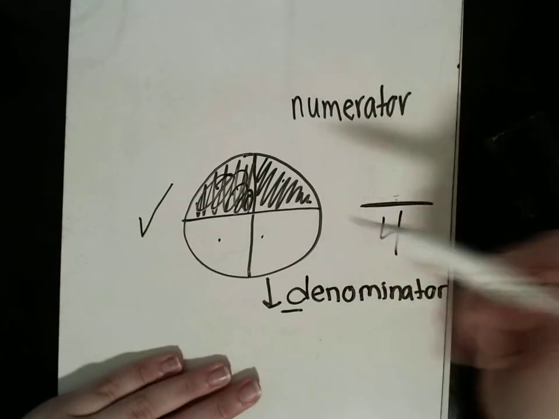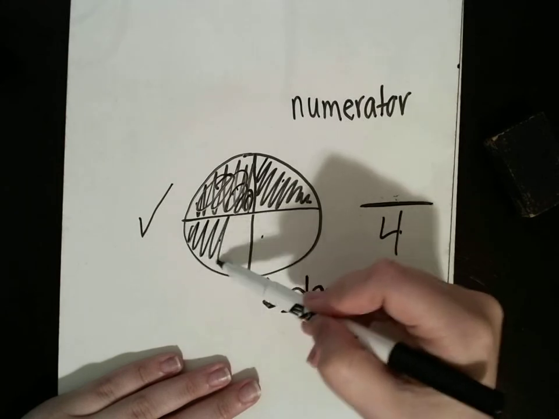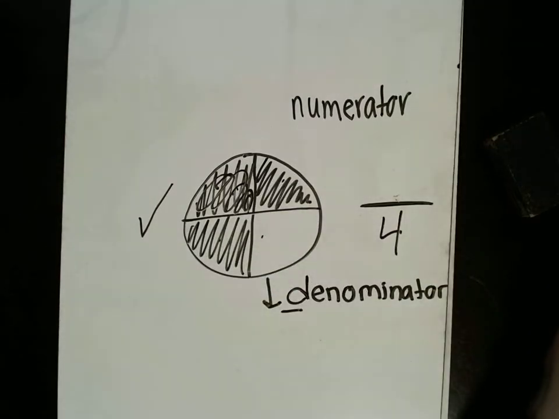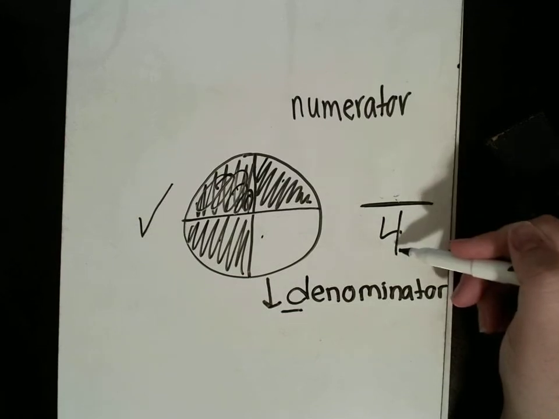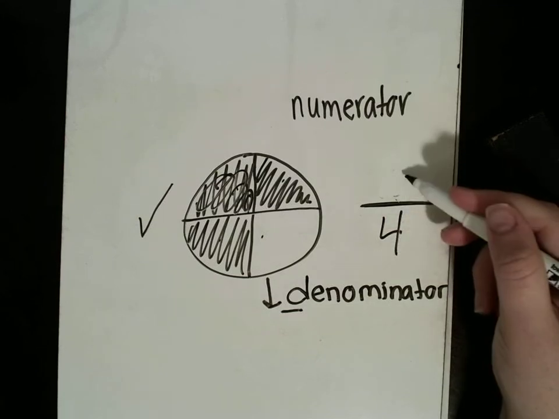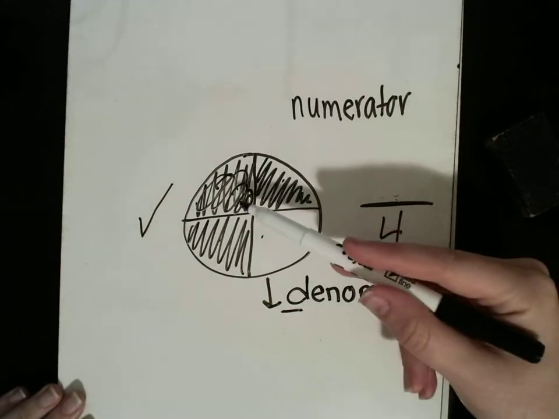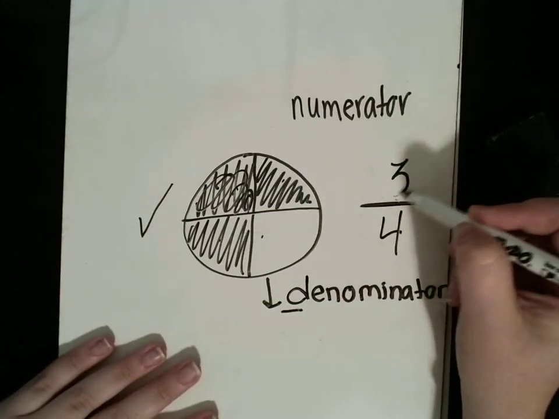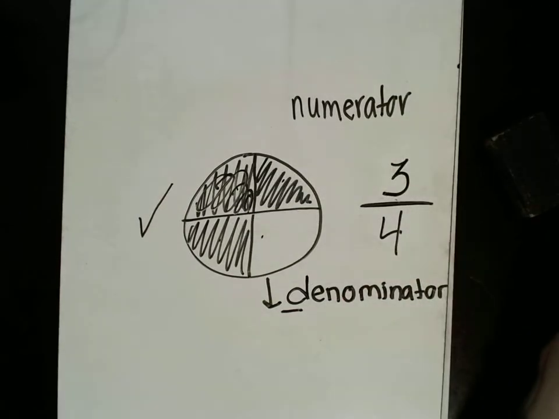What happens if I color in another one? Again, we still have 4 equal parts, but now we have 1, 2, 3 of them shaded in. So that would mean that is 3/4.